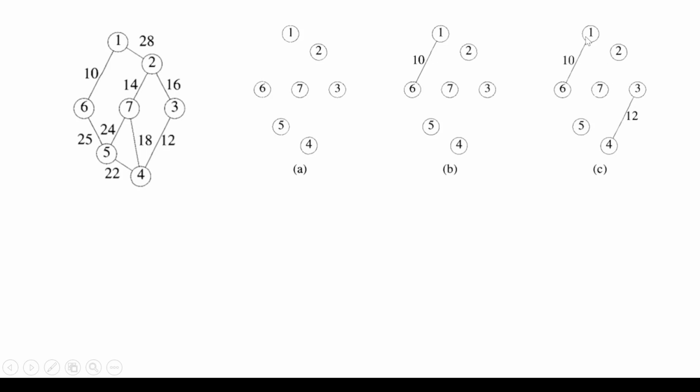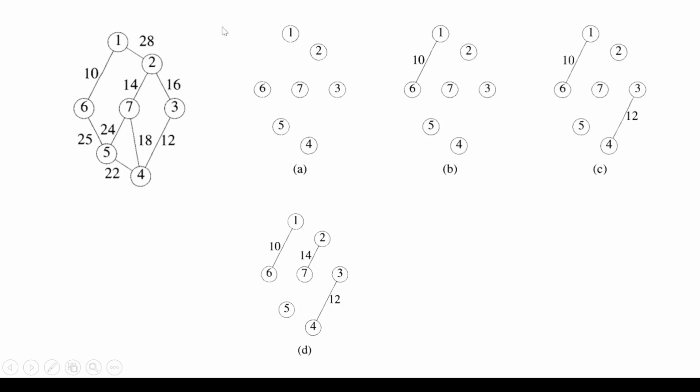So, as of now, we have two edges. One is connecting vertices 1 and 6. The second one is connecting vertex 3 and 4. So, the weights are 10 and 12 respectively. Now, since we have considered 10 and 12, let us consider the next highest weight in this particular graph. Next weight is 14, connecting vertex 2 and 7. So, we have the edge connecting 2 and 7 with weight 14.